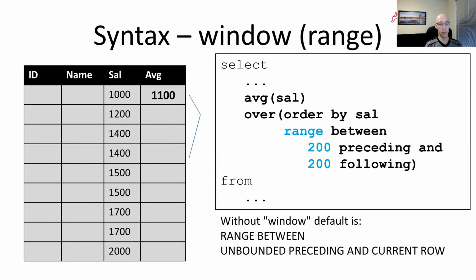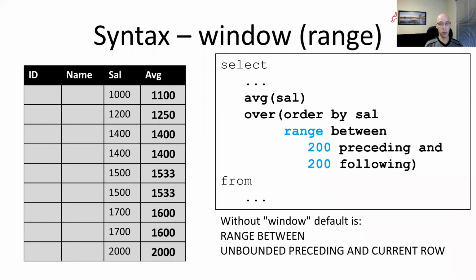So basically here we have 1200, this would be the row that we write the output, but the calculation will be on 4 rows from 1,000 to 1,400, and the average will be 1,250. The next row is 1,400, 200 before is the row with the 1,200, 200 after is 1,600. We don't have 1,600, but we have 1,500. So this will calculate the average on the entire window of 5 rows, and the average will be 1,400. And this will be calculated in the same way for the entire table or results.